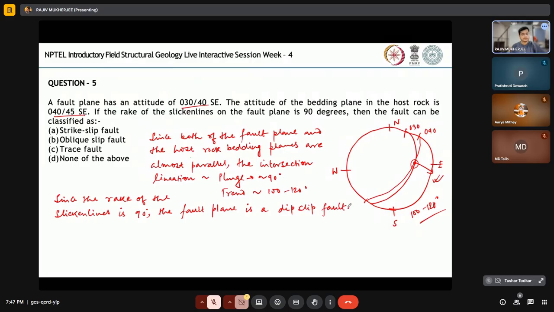Right. Now the fact is that since both the fault plane and the bedding planes are almost parallel, therefore the displacement along the fault obviously will be parallel to the bedding plane, traces of the bedding planes, right?